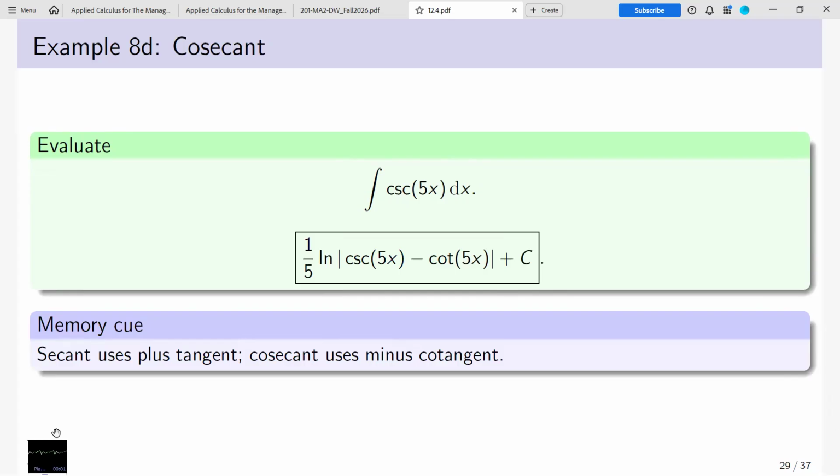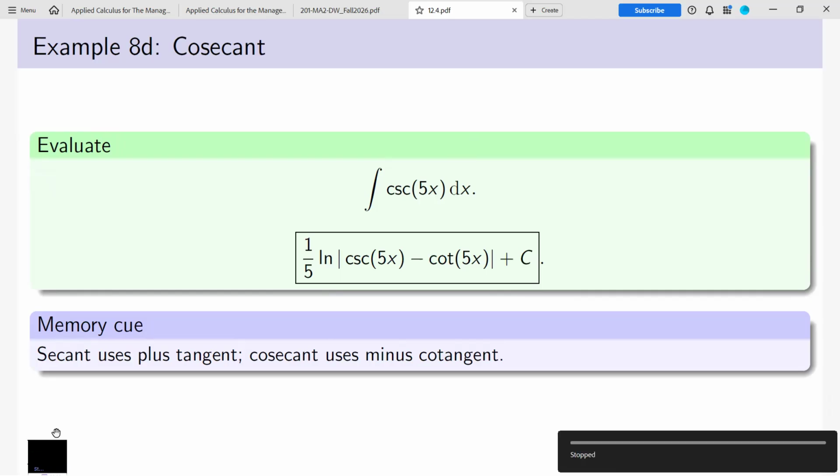The cosecant formula uses cosecant minus cotangent. The sign inside the logarithm is different from the secant formula, so keep each pair as a single memorized pattern.